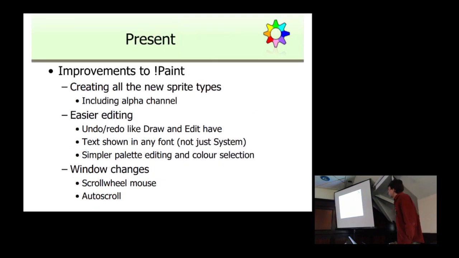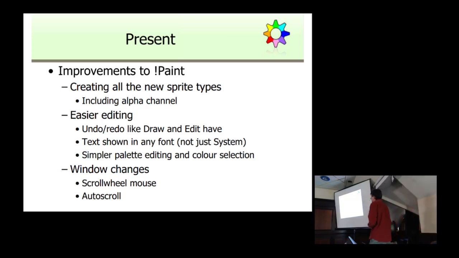Ones that we are looking at the moment that are currently running are various improvements going on to Paint, the bitmap sprite editor, particularly to do with supporting all of the new sprite types. So RiskOS 5.22, I think, about 3 or 4 years ago, introduced a lot of new color depths and also support for alpha channel, so blended sprites, but you can't actually edit them at the moment. So it's kind of a chicken and egg situation. So one of the improvements that's coming to Paint is the ability to edit those alpha channel sprites.